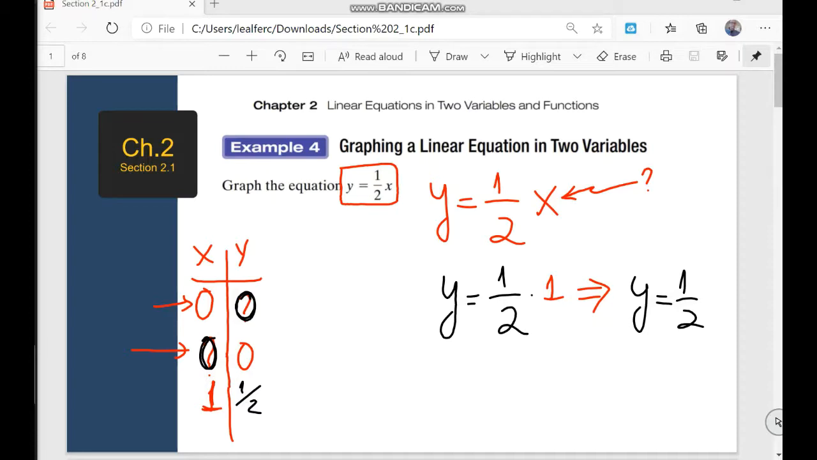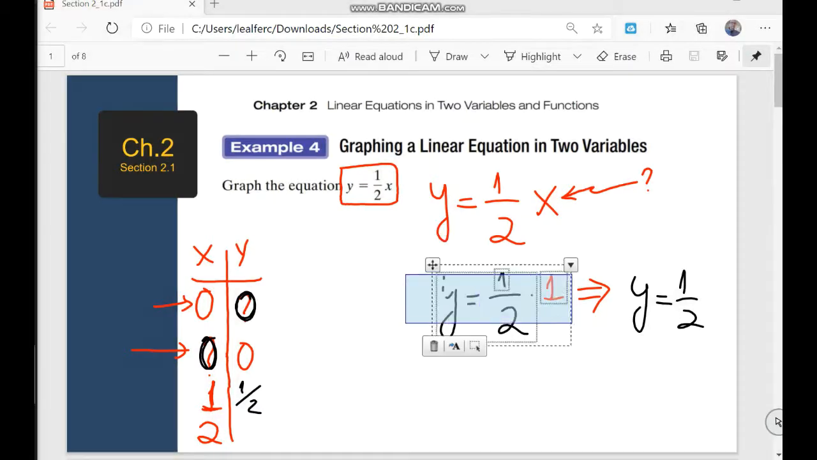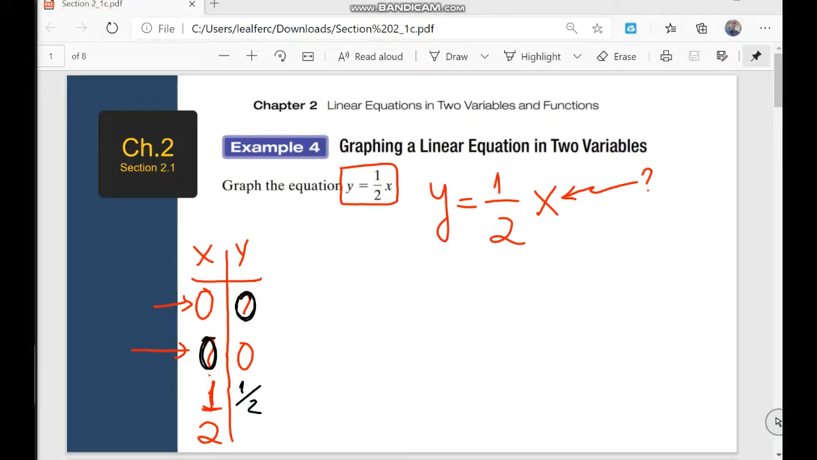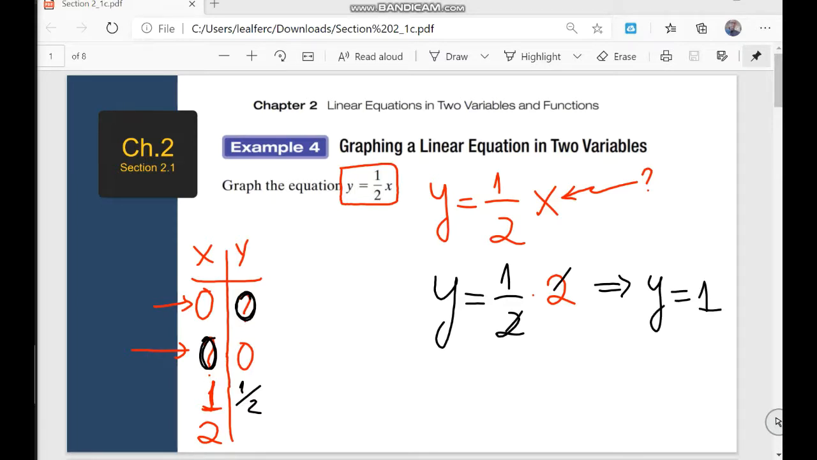I need a different number, any number different from 0. And Adrian suggested 2. 2 is a good one. Let's try here. Number 2. X equals 2. So y equals 1/2 times 2. And we simplify, that means y equals 1. Now we have another point here. Let me make more space. I need more space. I move this up a little bit.